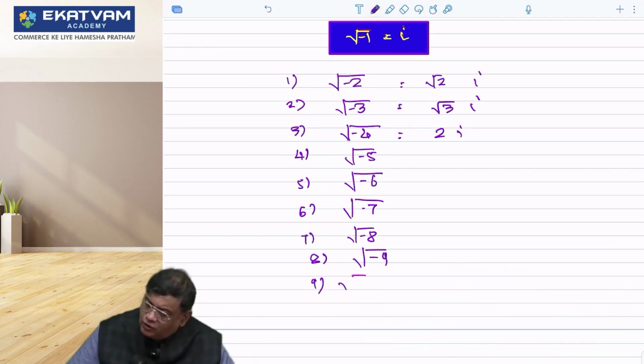What will be root of minus 10? What will be root of minus 11?